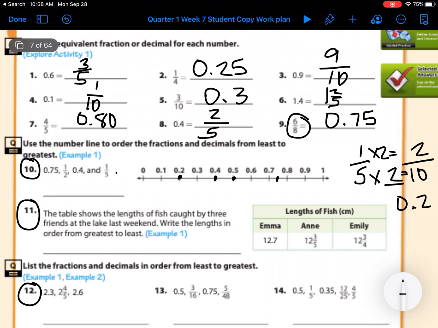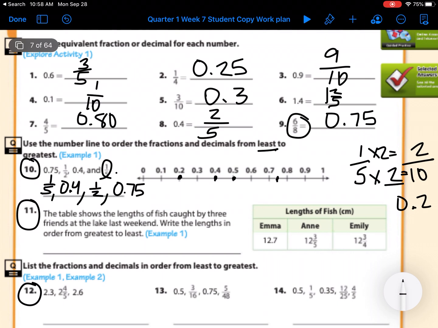So now I just rewrite that. So I have 1/5, because that was my 0.2, 0.4, and then I have 1/2, and then the 0.75. So that's how you order it from least to greatest. And remember, you always want to order in the form they gave you.